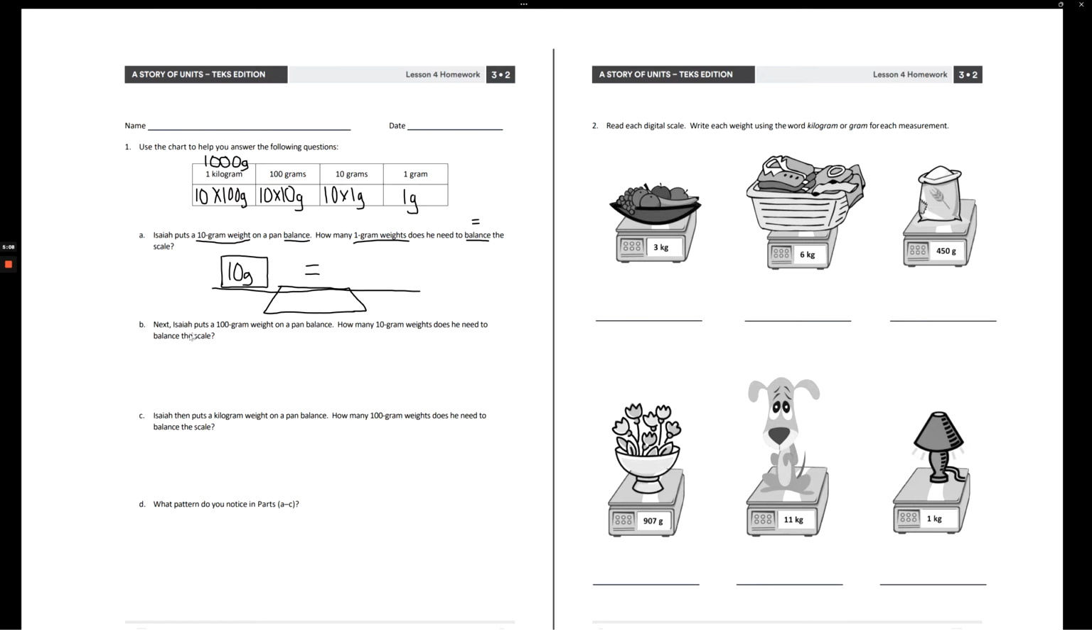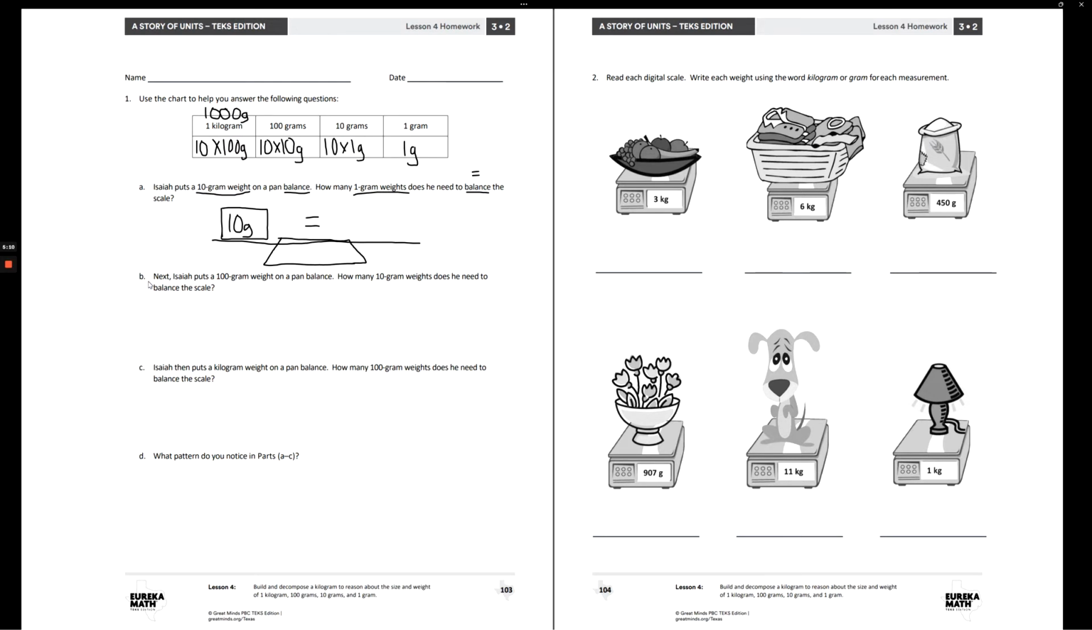Let's go to the next one, B. Next, Isaiah puts a 100 gram weight on a pan balance again. So it sounds like we're going to be doing the same problem. We were going to want to make something equal to 100 grams. How many 10-gram weights does he need to balance the scale or make it equal?